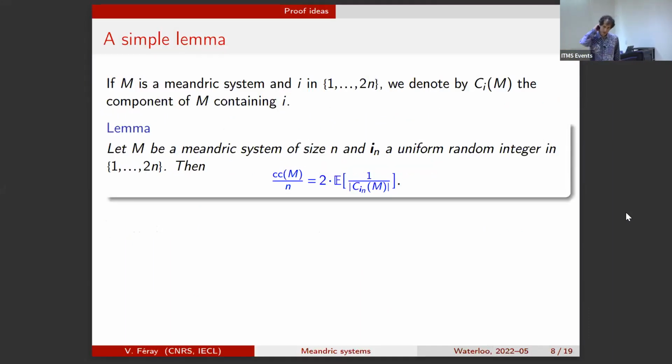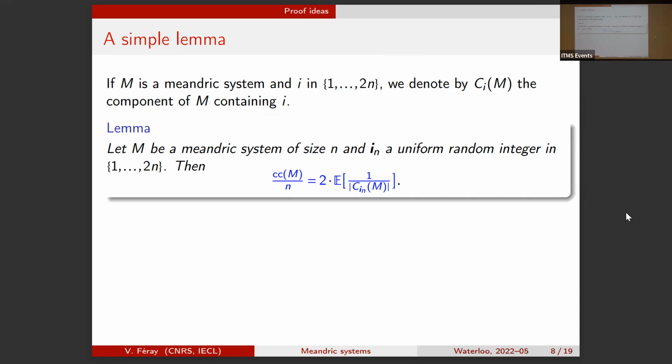Okay, so in fact, the proof starts with a very simple observation. Somehow I called it a lemma, but you will see the proof is two lines. It gives a probabilistic interpretation of the number of components of a meandric system divided by n, and here it is. For the moment, I don't consider a random meandric system. It can be any fixed meandric system of size n.